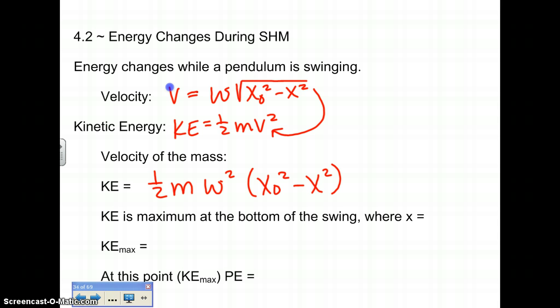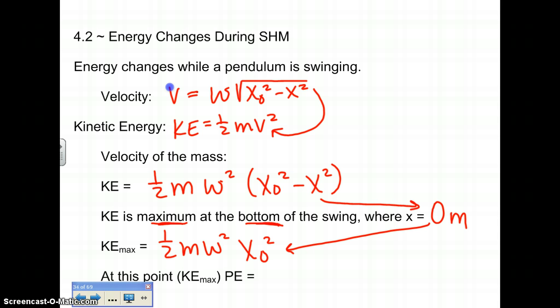So KE is max at the bottom of the swing because your displacement is equal to 0 meters. Okay, that's the highest velocity. Therefore, your equation for KE max is going to be 1/2 m w squared times x0 squared. Okay, because the x was equal to 0, therefore it's not there anymore. Makes sense? So you're going to be able to simplify that equation. So at your KE max point, when you're moving the fastest, your potential energy is going to be 0 joules.